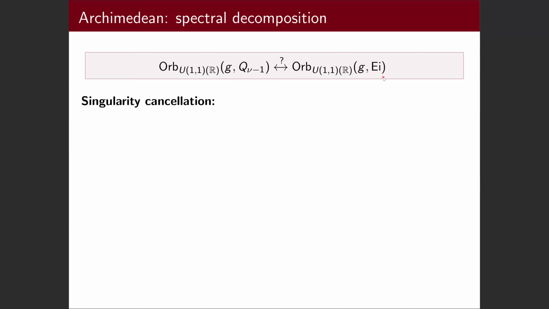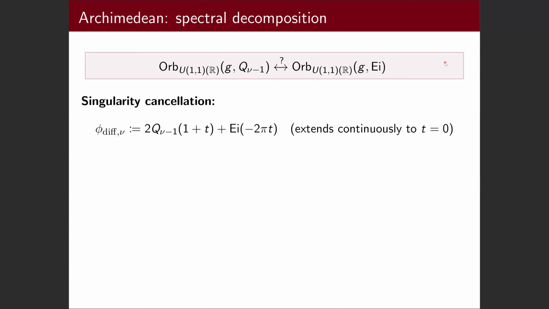Instead, we do the following. I mentioned that these both are test functions with singularities. And so while they're not the same test function, their singularities cancel. So if you subtract the two functions, with some constants, the singularities cancel, and this function extends continuously to the point t equals 0. In other words, if I use Cartan decomposition again to get a test function on the unitary group, this gives an honest continuous function without singularity on the unitary group.